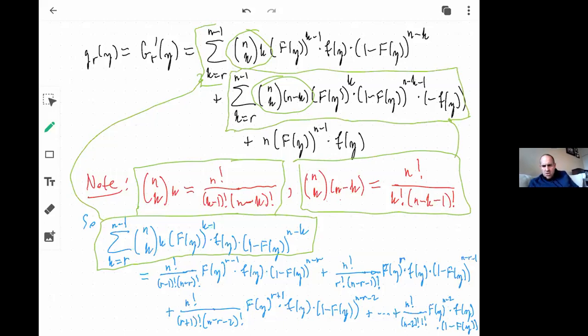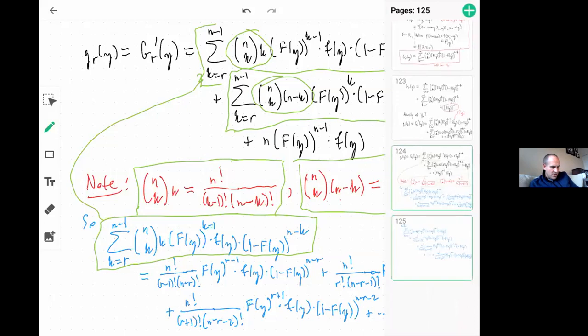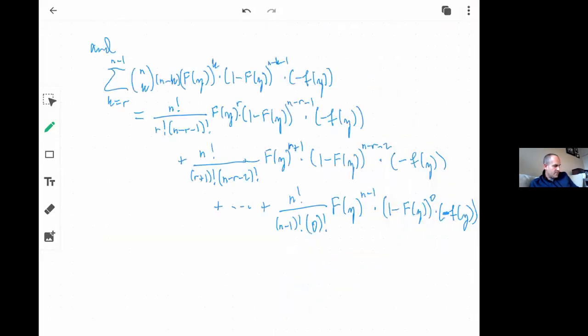All right, so just know that all I did was plug in what k was equal to, from r up to n minus 1, to get this first expanded sum right here. And I'm about to do the same thing in the second one. Okay, so that's what's over here. I basically just use the formula for n choose k times (n minus k), and I end up with this.